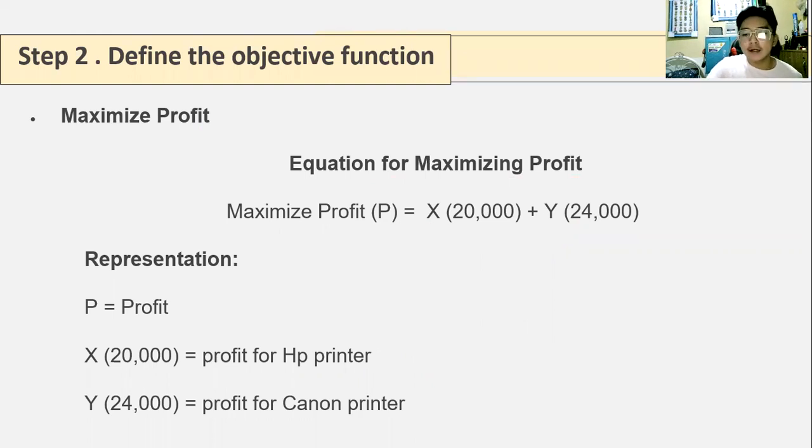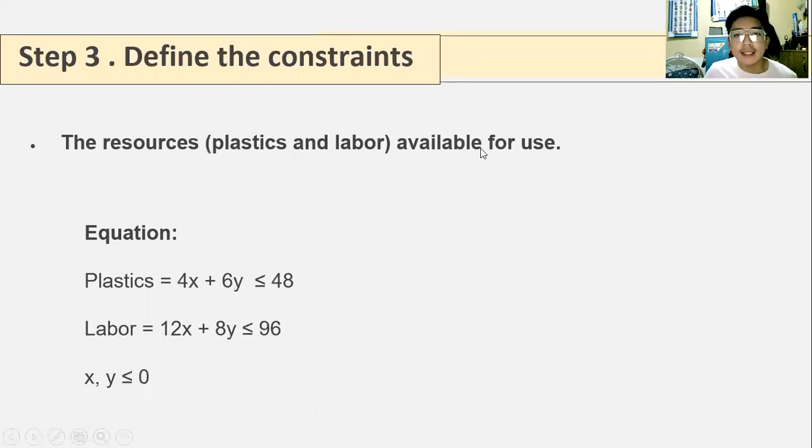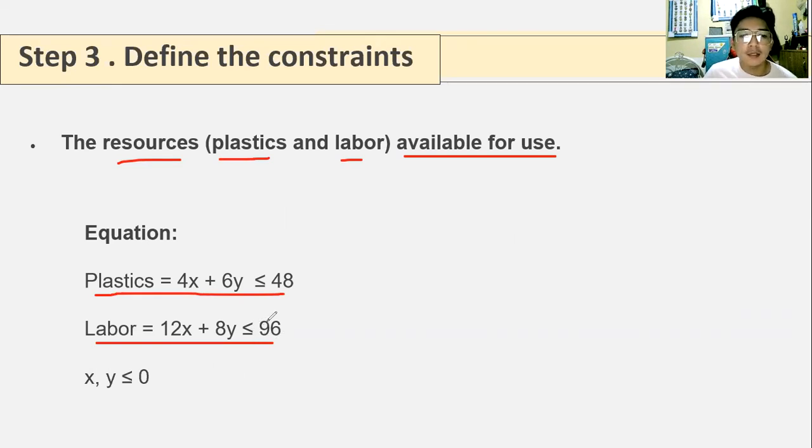Next step that we have here is define the constraints. Basically, constraints are the limits that we have in the problem. So what are the limits that we have? It is the resources of plastics and labor available for use. As stated in the problem, we only have limited labor and plastics. So here's the equation that we're going to use. Plastics: 4x plus 6y is less than or equal to 48, and labor: 12x plus 8y is less than or equal to 96.